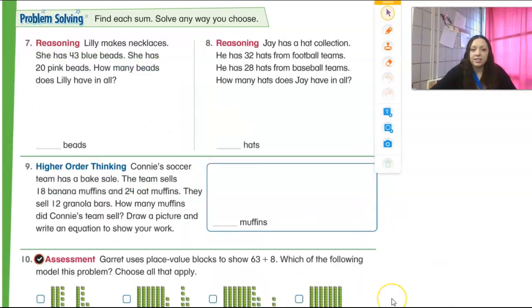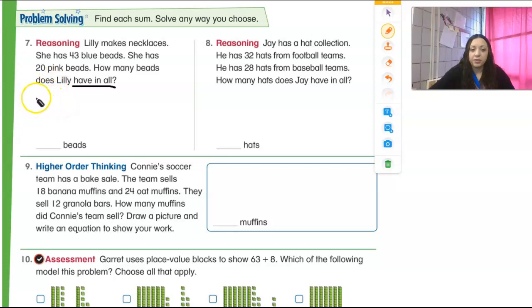Very good. All right, so we have a couple problems back here I do want us to do. I want us to look at these first two because remember, sometimes I want us to hear those word problems because we want to listen for those words that tell us what we need to do. The first one says, Lily makes necklaces. She has 43 blue beads and she has 20 pink beads. How many beads does Lily have in all? There's those words, in all.